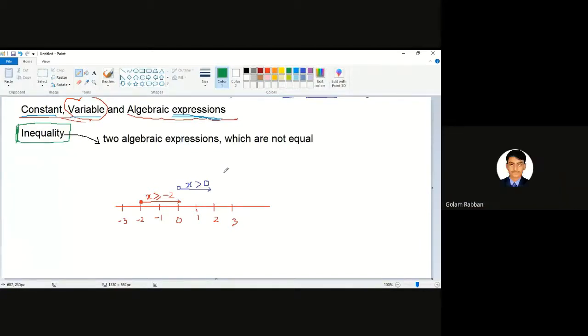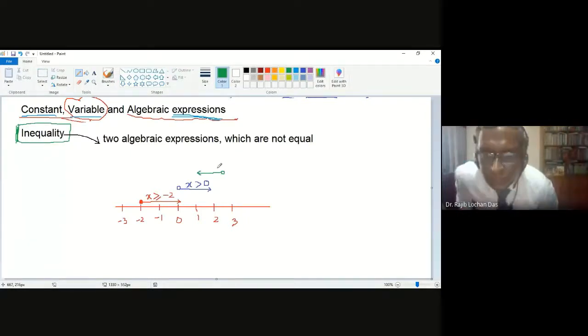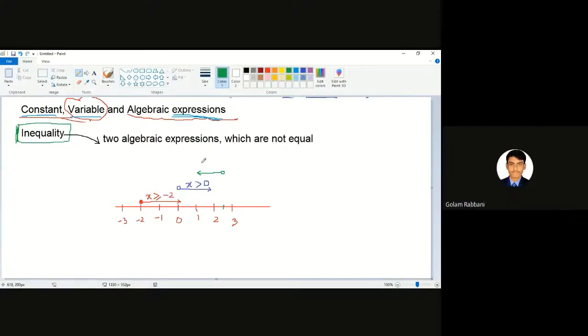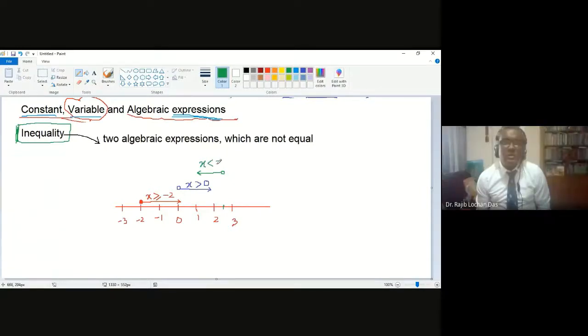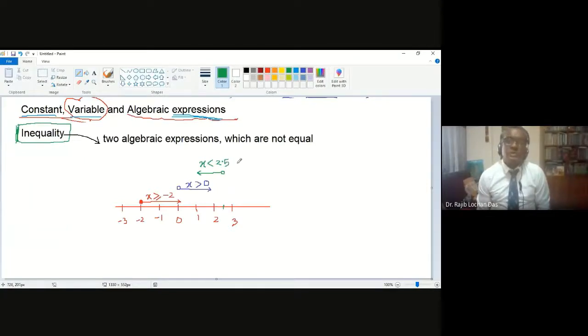If I show this, then what will you write for the green color? This is in the middle of 2 and 3. X less than 2.5. Correct. So this is the thing.